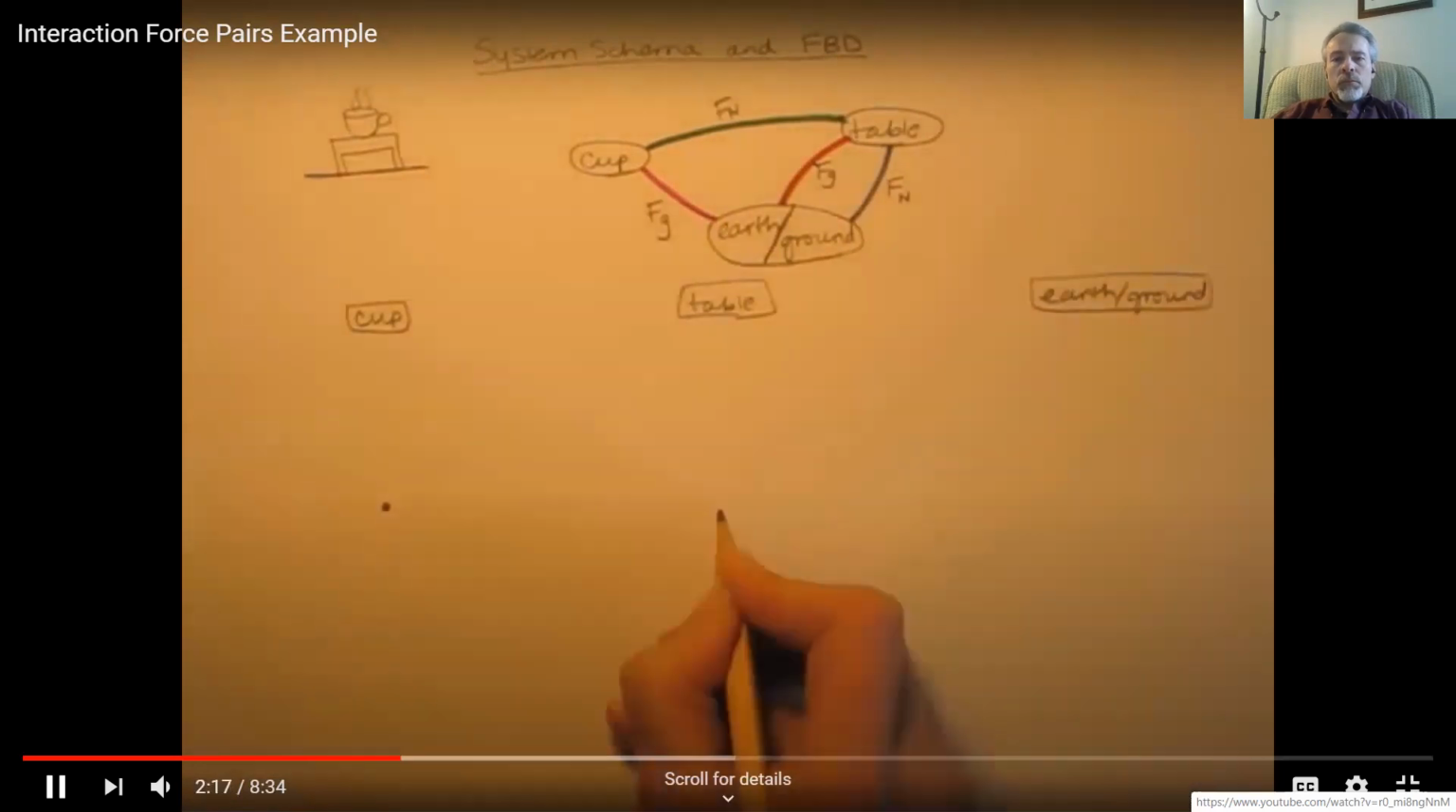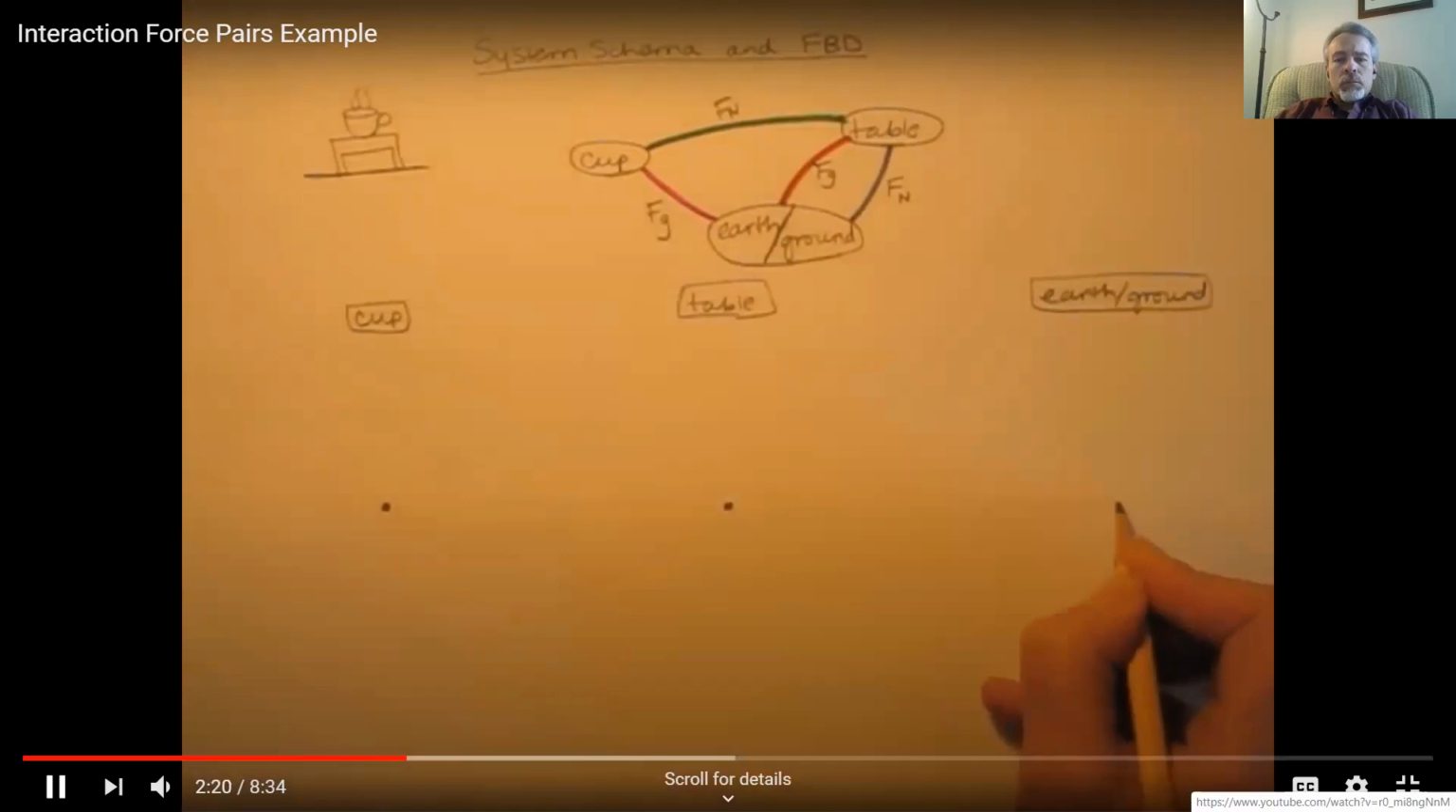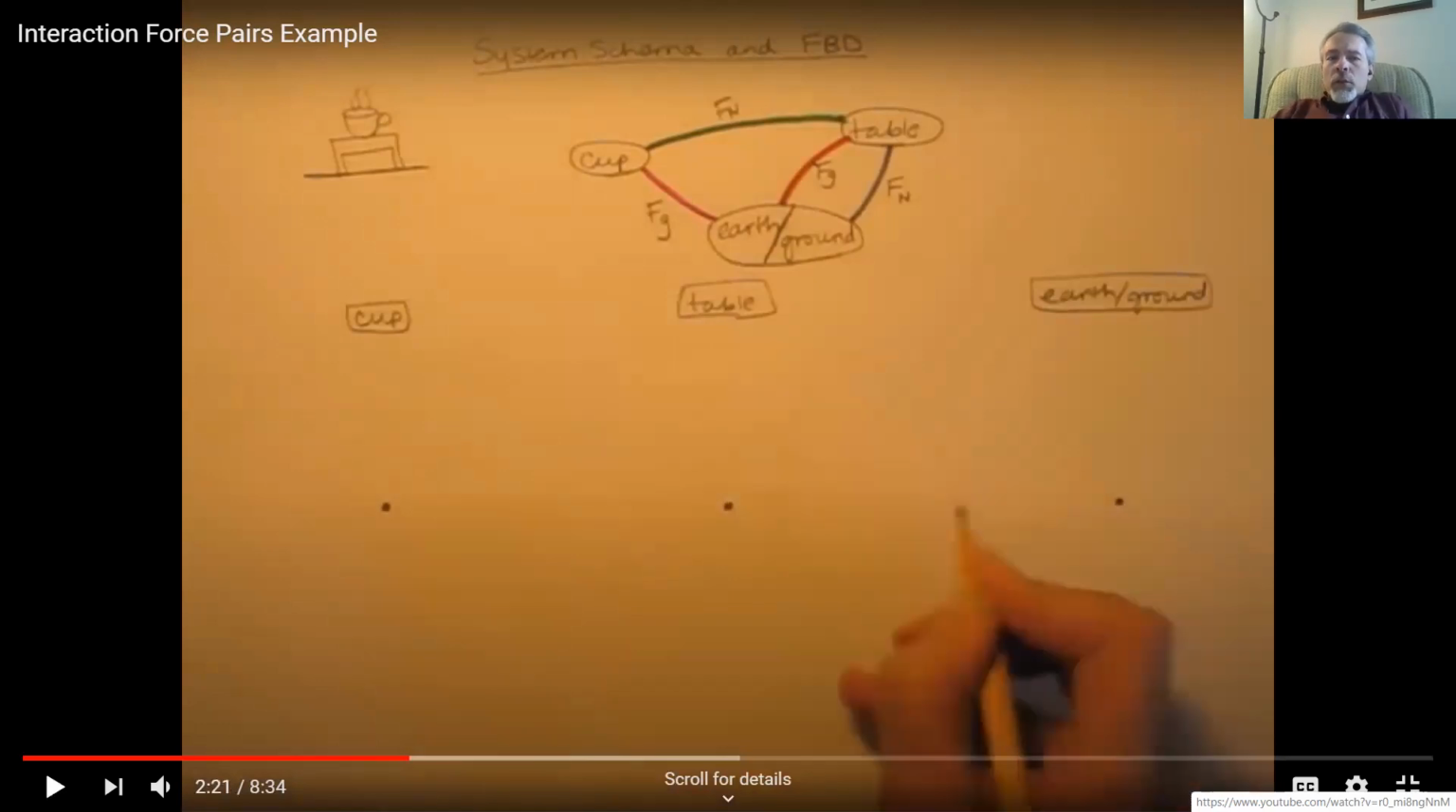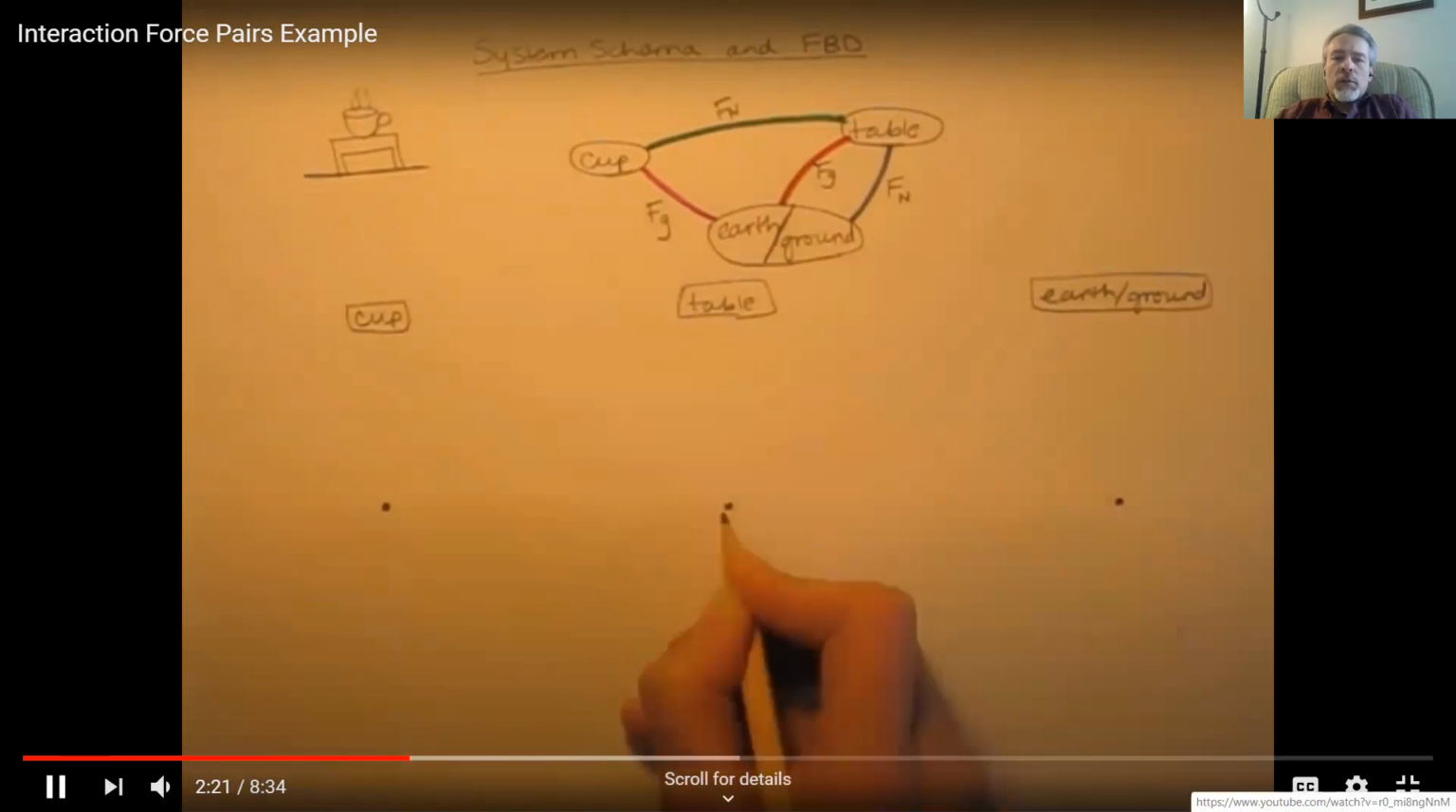So I need a dot to represent each object. So she's getting ready to draw a force diagram for the cup. So if you look at the picture up here in the upper left, you'll see that if you have to draw a force diagram, will it be balanced or unbalanced? Balanced, right. Yeah, exactly, balanced. And if you look at the cup here in her system schema, there's two forces on it. There is a normal force and a gravitational force. So she's getting ready to draw those in.